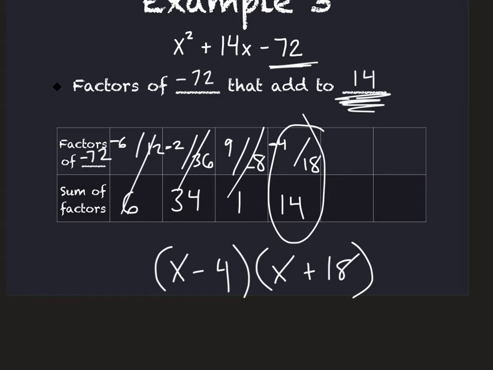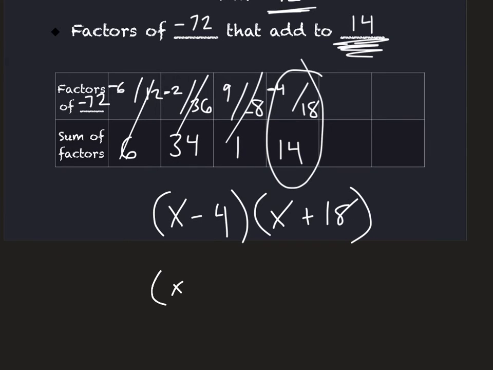And it doesn't matter the order that we write it in. If we want to, we can do x plus 18 times x minus 4. So both of these would work. Doesn't matter which one you put first, but it does matter that the negative goes with the 4 and not the 18. So it does matter where you put that minus sign.